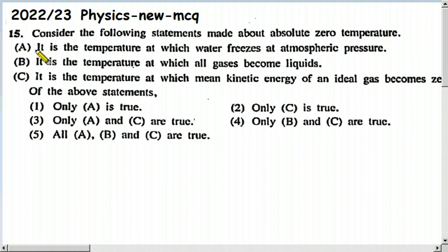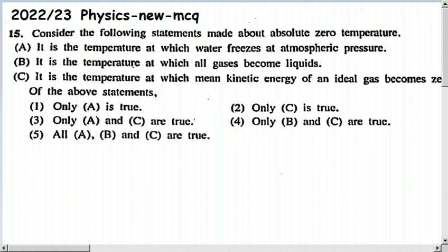Statement A: it is the temperature at which water freezes at atmospheric pressure. Statement B: it is the temperature at which all gases become liquids. Statement C: it is the temperature at which mean kinetic energy of an ideal gas becomes zero. Of the above statements, only A is true; second, only C is true; third, only A and C are true; fourth, only B and C are true; fifth, all A, B and C are true.